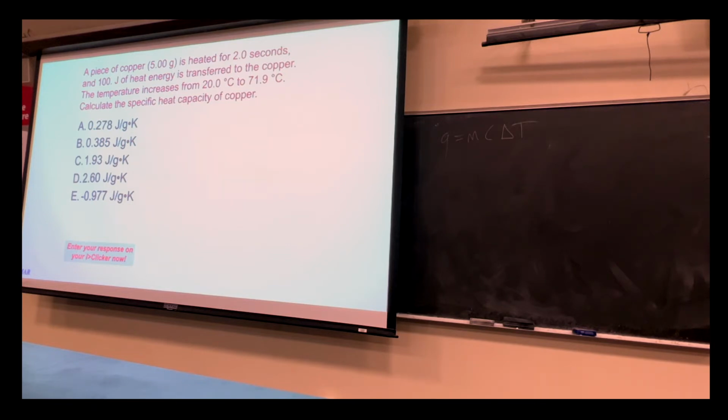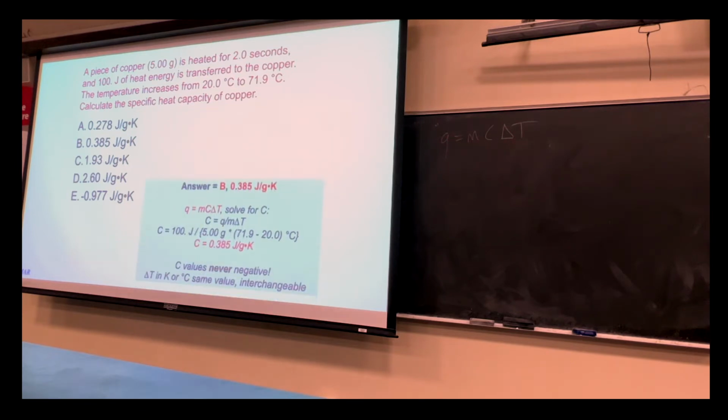So in this problem then, you'd solve for C. C would be Q over M delta T. So it's pretty much just plug and chug. 100 divided by 5, and you would also divide it by the difference between those two, or 51.9. And again, as long as you get a positive number, that's good.